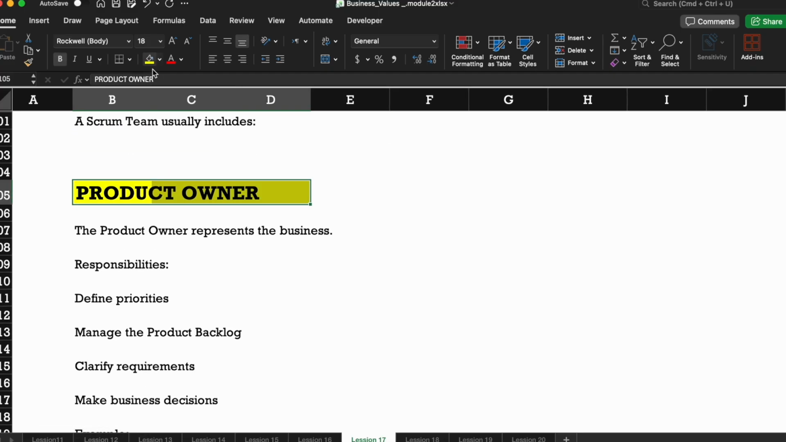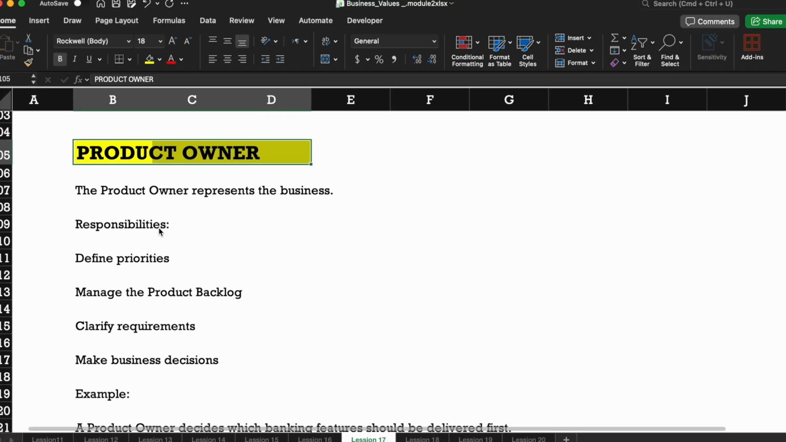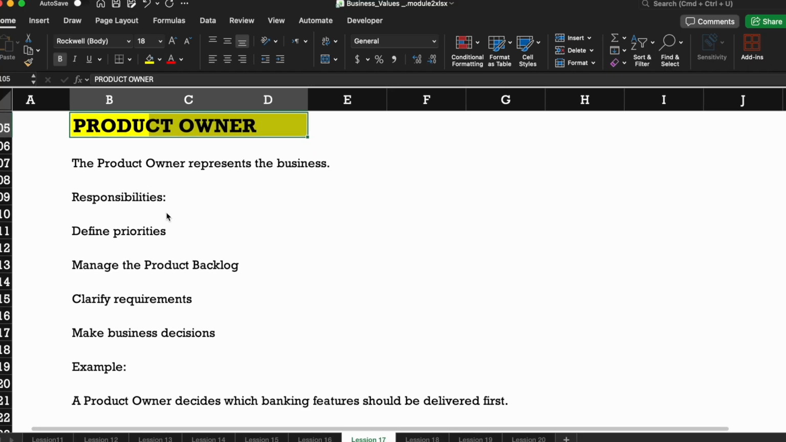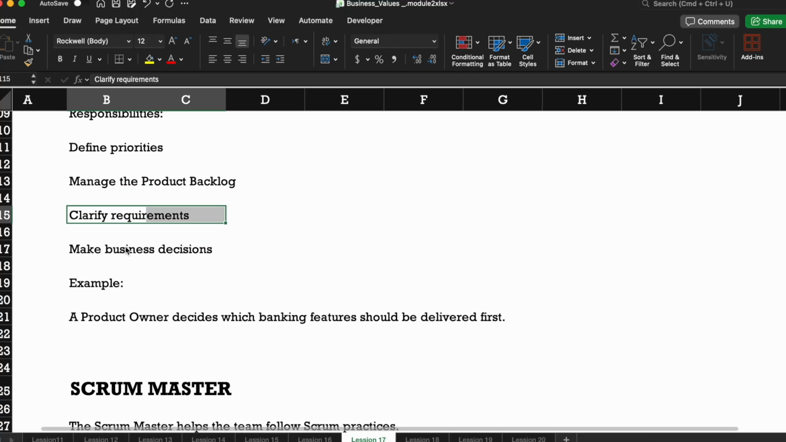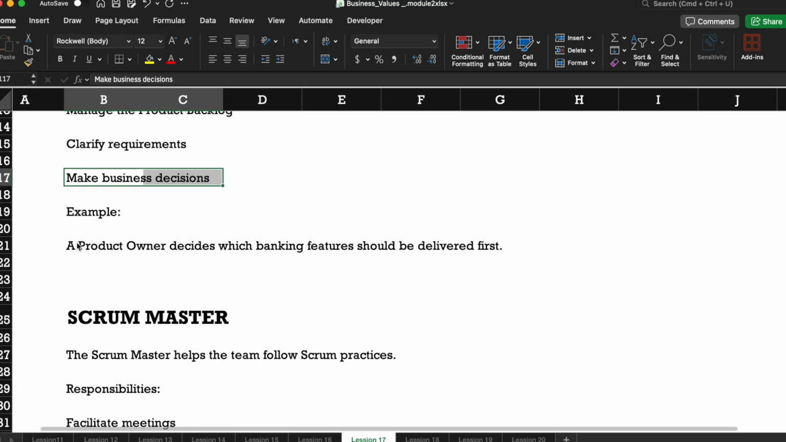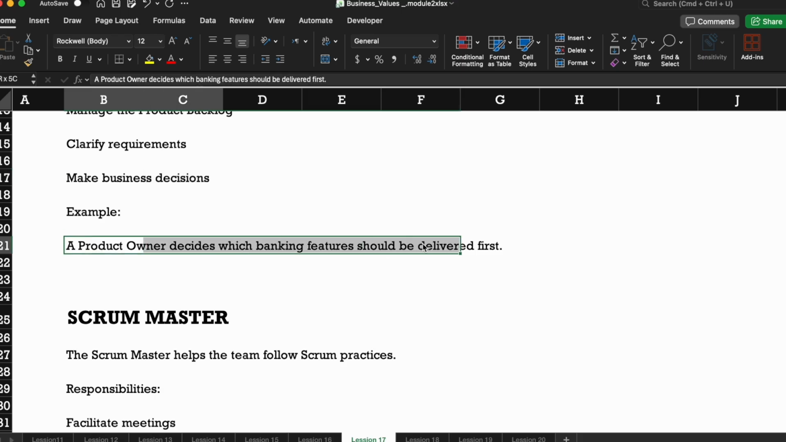So you know about product owners. The product owner represents the business. Responsibilities are: define priorities, manage the product backlog, clarify requirements, make business decisions. For example, the product owner decides which banking features should be delivered first. Okay, that's the main role of the product owner.